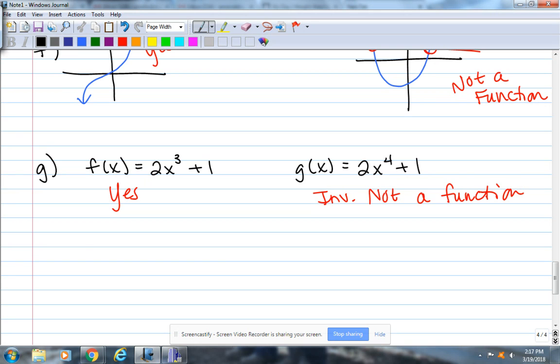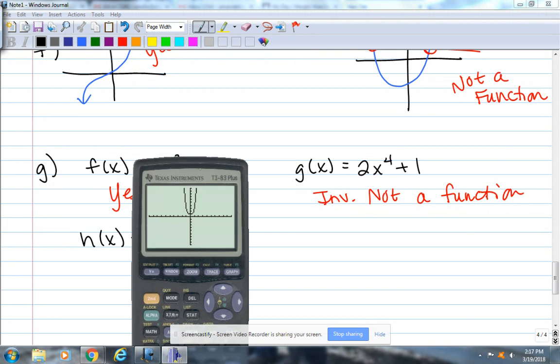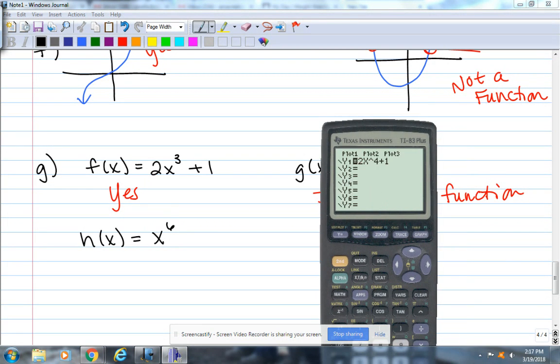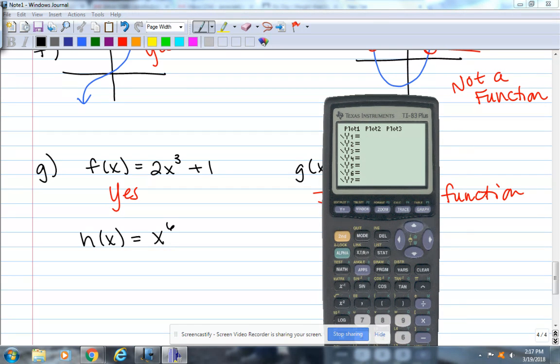Let's do one more. X to the 6th power. So we're actually going to clear everything out with our y equals. And just hit X, rooftop, 6th power. And then hit graph. What do you think? It's also parabolic looking, isn't it? So I'm going to be touching it twice every time I draw a horizontal line above that 0. So the inverse will be not a function.